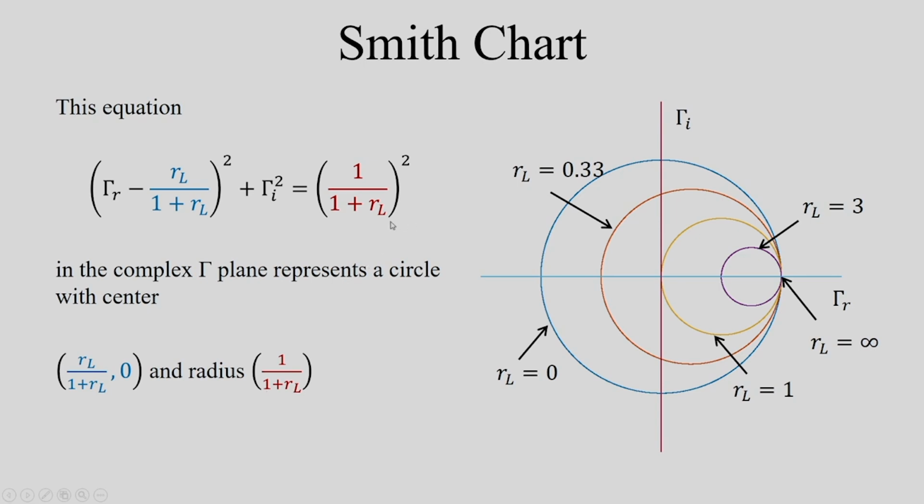So, please note that the outermost circle has a radius of unity, and all other circles for different values of RL pass through this point gamma R is equal to 1 and their radii keep on decreasing.